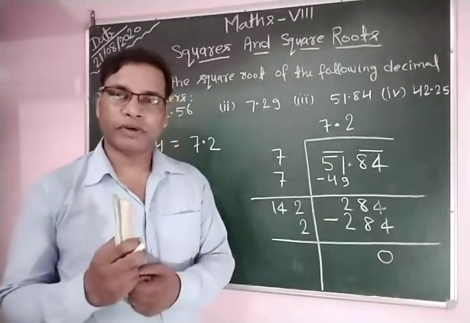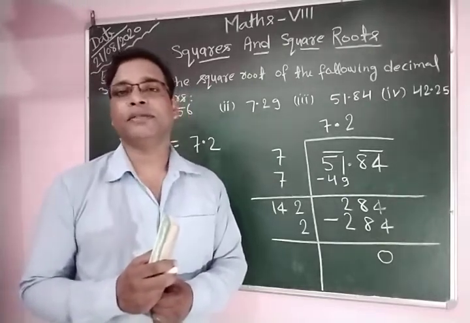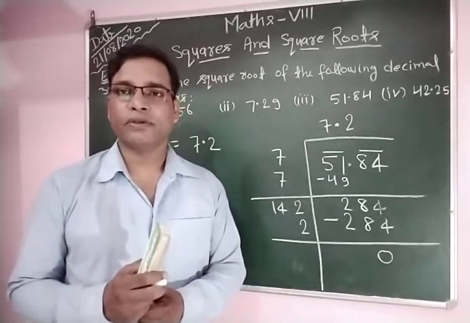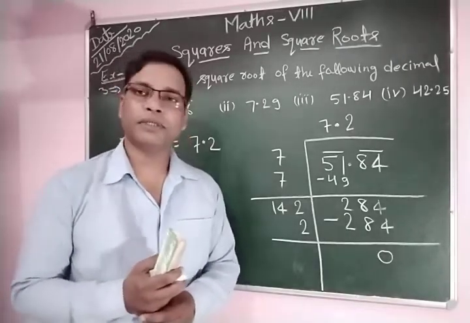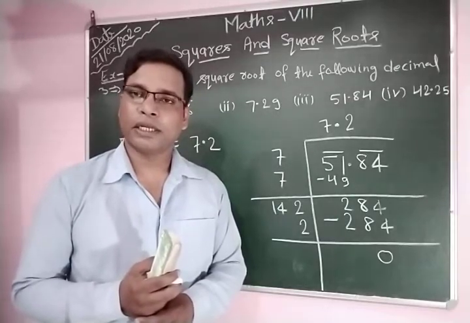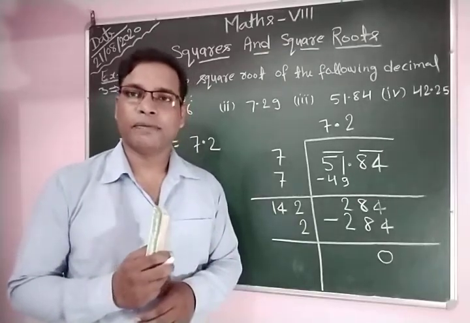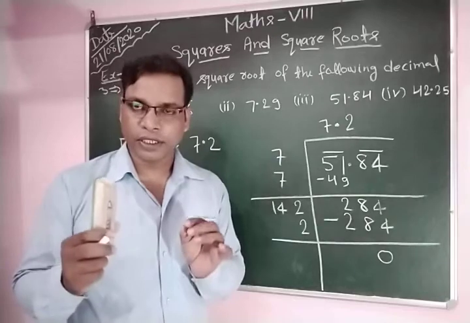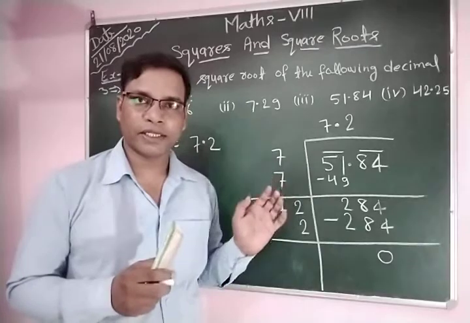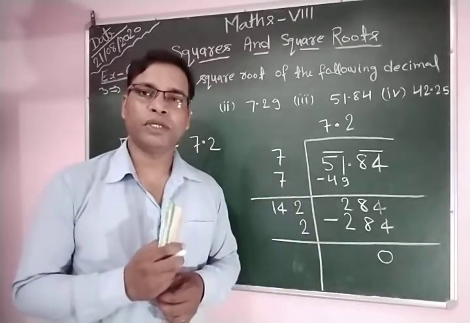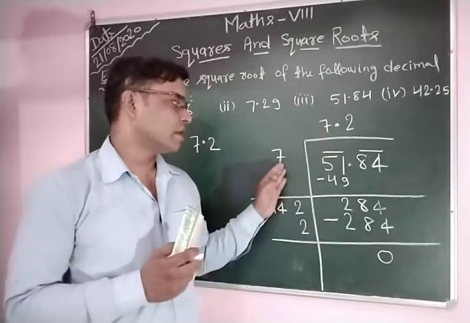So 6 square is 36, 7 square is 49, and 8 square is 64. You can see 64 is greater than 51, so we leave the square of 8. And again you can see the square of 7 is 49, which is closer to 51. Okay, so we select 7 as the possible number and write this 7 at the top, in the quotient and in the place of the divisor.